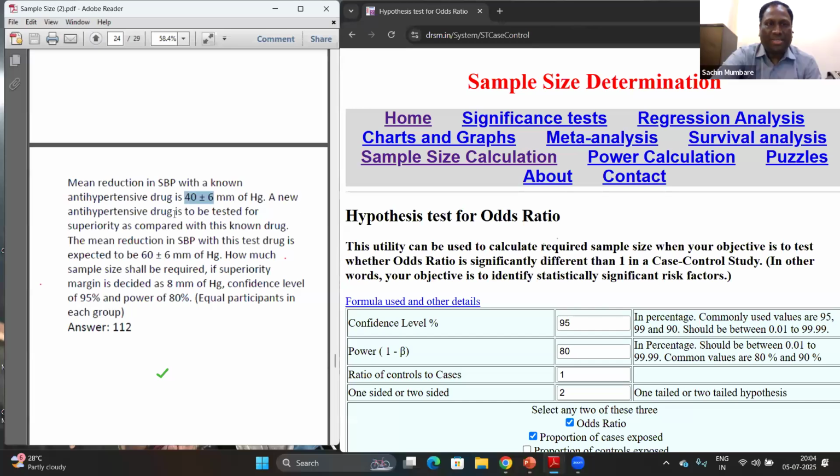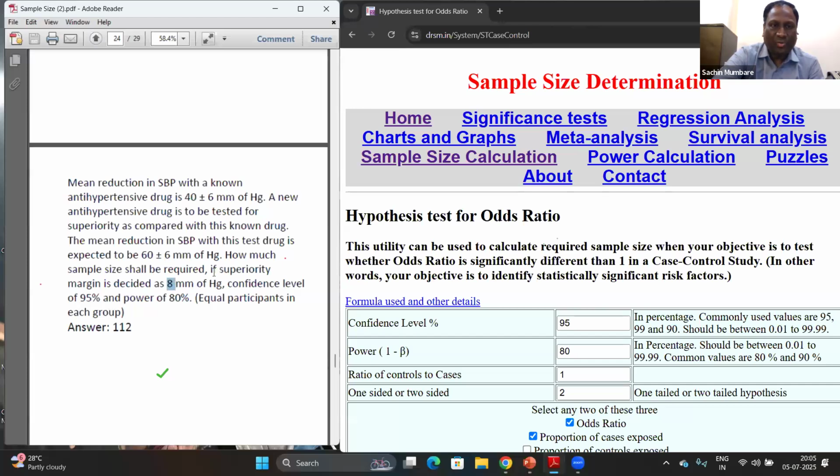A new antihypertensive drug is to be tested for superiority as compared with this known drug. The mean reduction with this test drug is expected to be 60 plus minus 6 mm of Hg, based on previous reports or a pilot study. How much sample size shall be required if the superiority margin is decided as 8 mm of Hg?